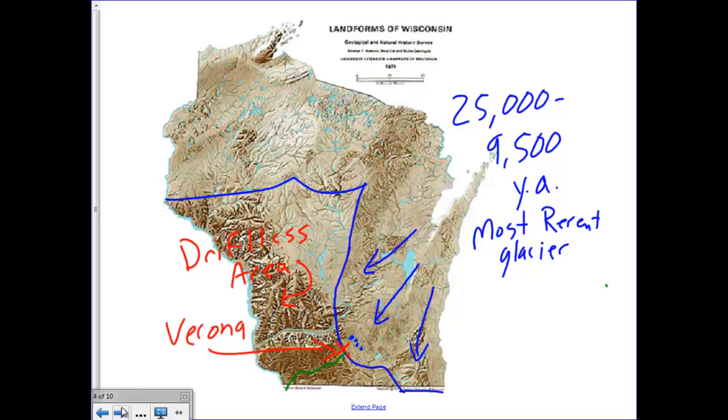All of this. Those landscapes are mostly carved by erosion, small rivers, streams, wind, things like that. And then you can see the position of Verona, and once again we are located right on the sort of furthest extent of the glacial advance.